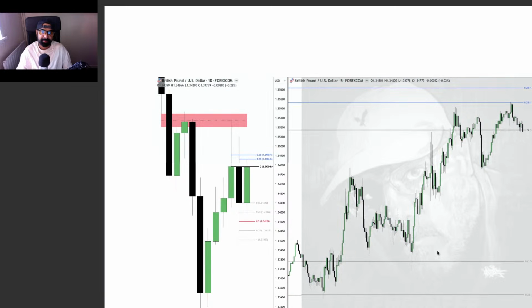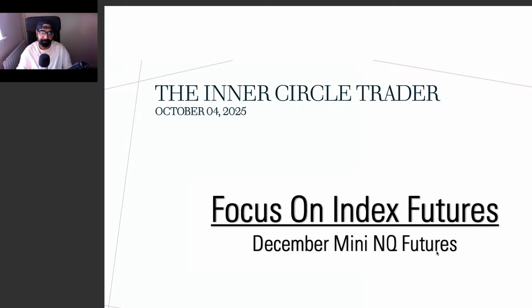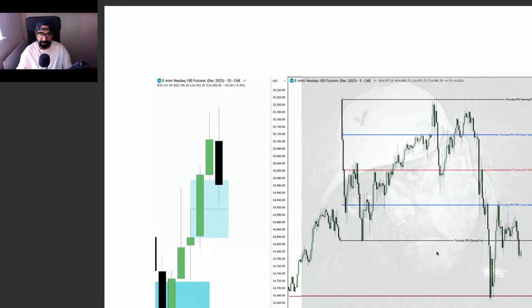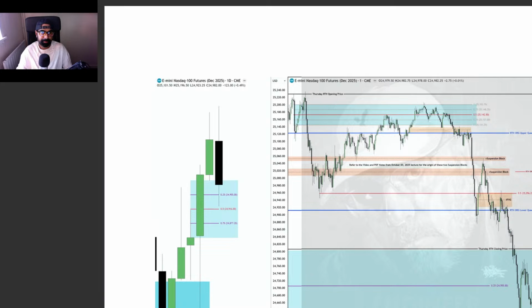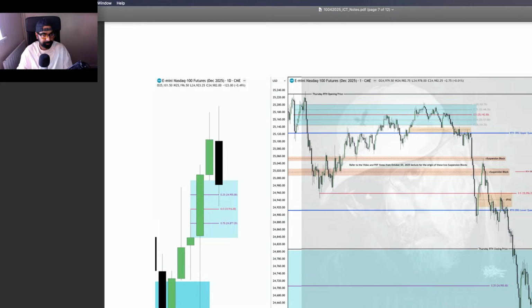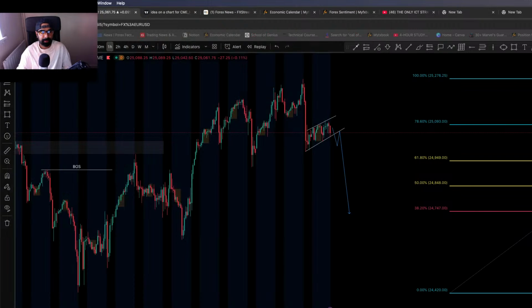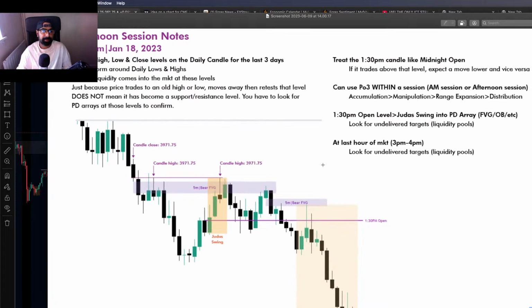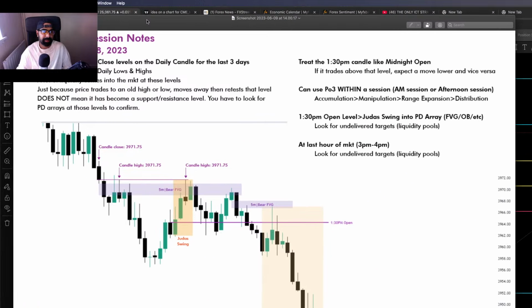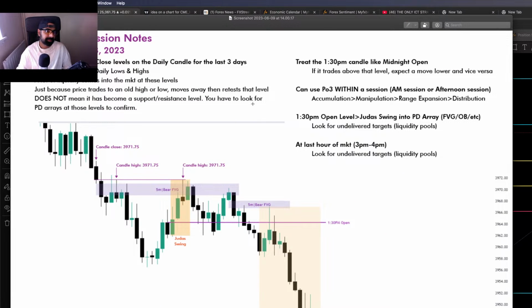So I was just reading through it and going through all this. So US dollar, this is sort of the ranges he's looking at and the markups. Futures is there. I have to go through this one and have a look at it. There's another one, markup, which I do look at. So ICT afternoon session notes.